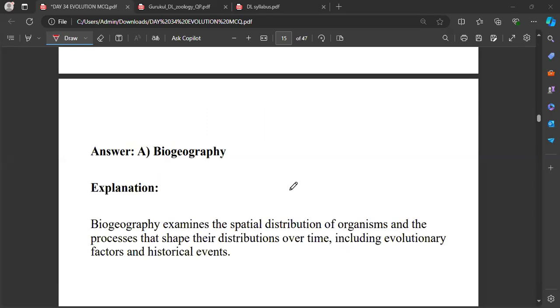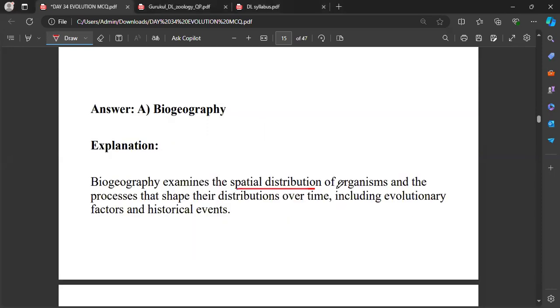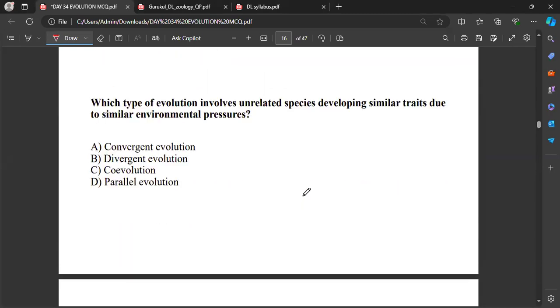That will be the biogeography. It examines the spatial distribution of organisms and the processes that shape their distribution over time, including evolutionary factors and historical events. Now, which type of evolution involves unrelated species developing similar traits due to similar environmental pressures? Give me the correct answer for this question. Quick.